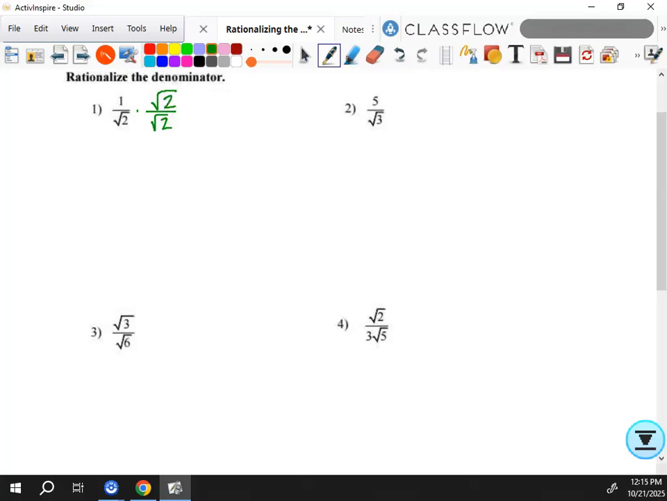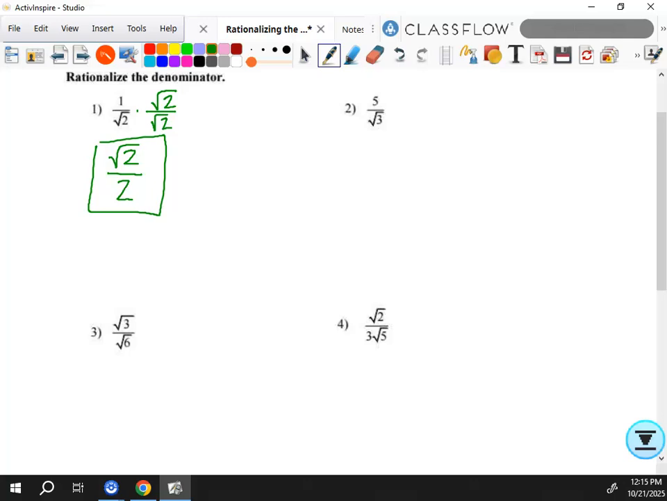Then I just multiply straight across, and in the numerator I get the square root of 2, and the denominator, what's the square root of 2 times the square root of 2? 2. Can I reduce those 2's? No. When you live inside the square root, you live in a different world than when you live outside the square root. Okay, so that is it. That is my answer. Okay, we good with that?